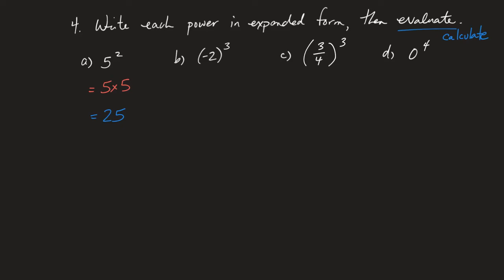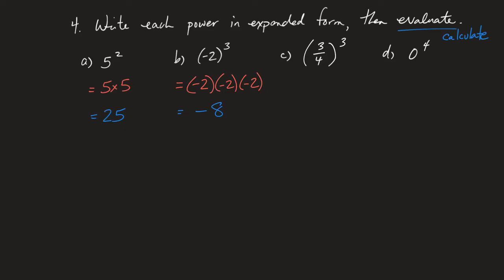Let's take a look at B. Now I have to write that in expanded form. So I have negative 2 cubed, which means I need 3 negative 2's all separated by multiply. Now I can calculate that. Well, I have a negative times a negative times a negative, so that's going to give me a negative answer. And then I've got 2 times 2 times 2, which gets me up to 8.